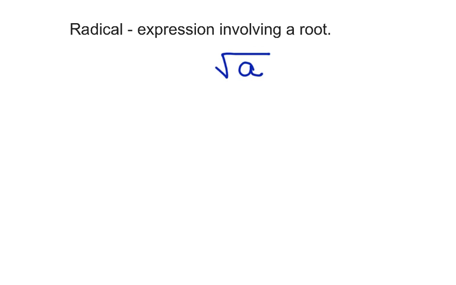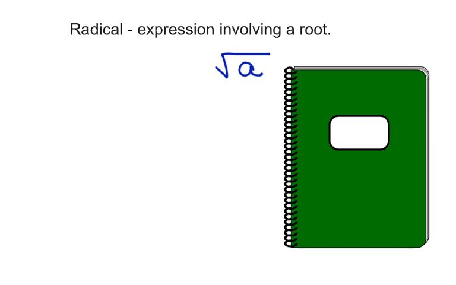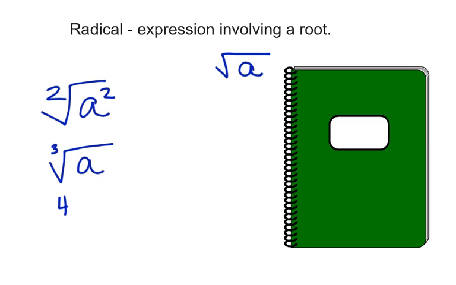Now we can simplify radical expressions. But first, write this down in your notebook. You can also write different examples. So we could have something that looked like this. We could have something that looked like this. Or we could have something that looked like this. All of these are radical expressions, and we can simplify them or evaluate them. Let's look at an example.